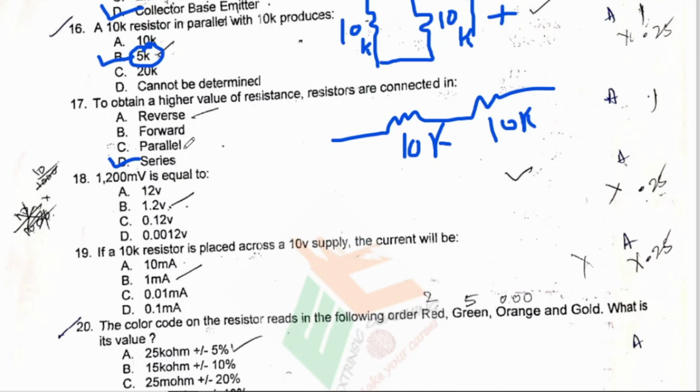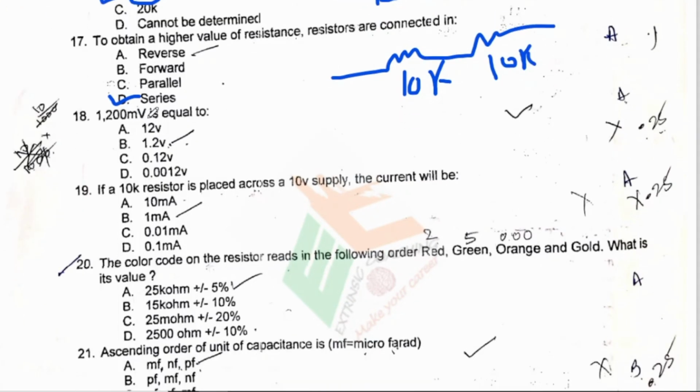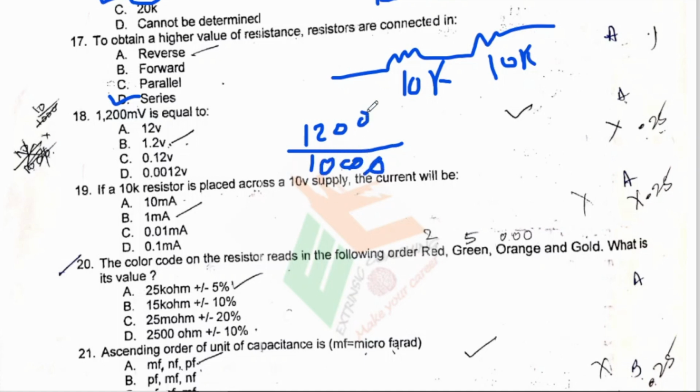Here it is marked as reverse, but resistance has no reverse or forward. Resistance is a constant value. Next, 1200 millivolt. Milli means 10 raised to minus 3. Minus 3 means divide by 1000. So if you divide by 1000, this will go 12 by 10. 12 by 10 means 1.2. Option B is the correct answer.